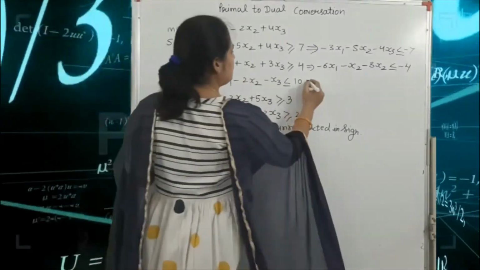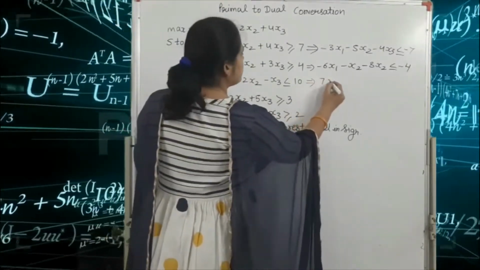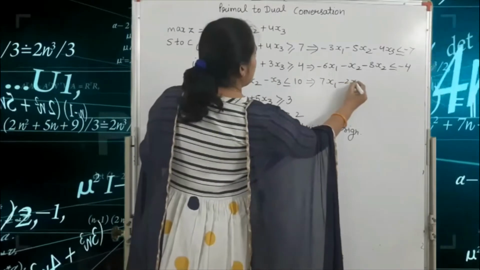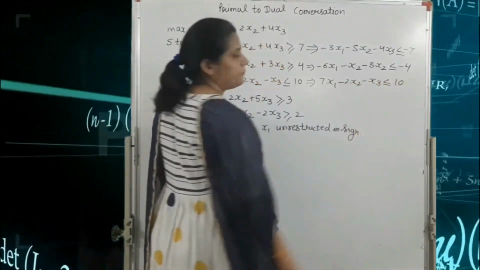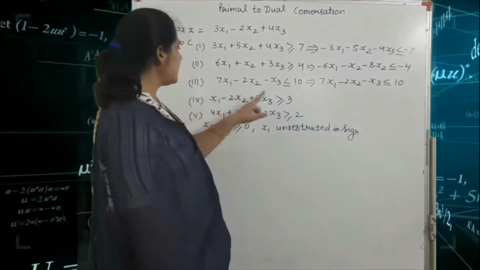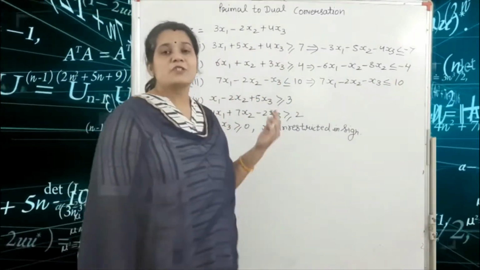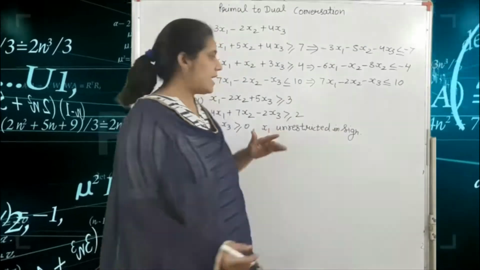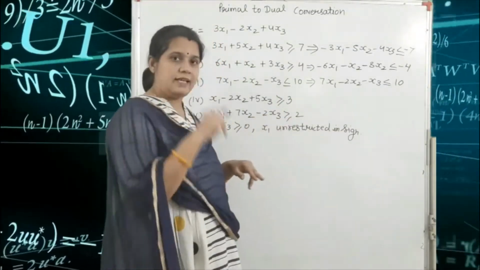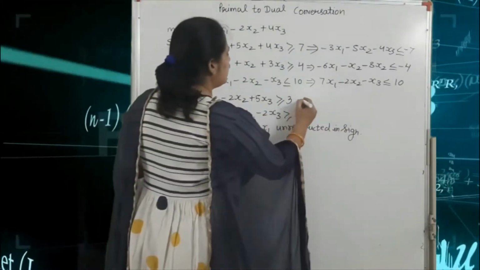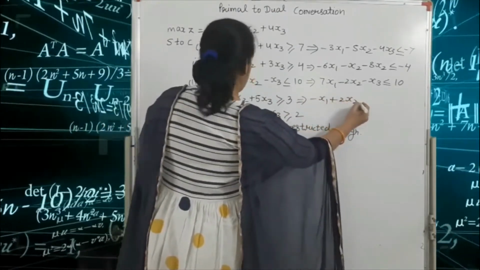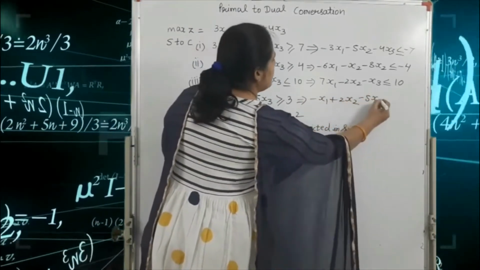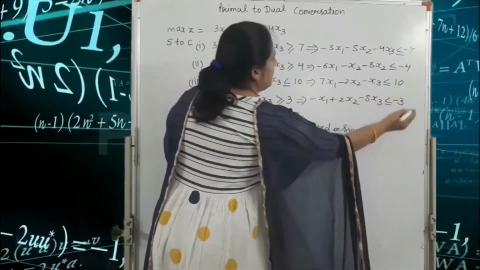This is the correct form we are given. So we write here as 7x1 minus 2x2 minus x3 less than equal to 10. Okay. Fourth one is again the greater than equal to type. So taking minus sign on both the sides, because we write here the less than equal to. Okay. So here minus x1 plus 2x2 minus 5x3 less than equal to minus 3.